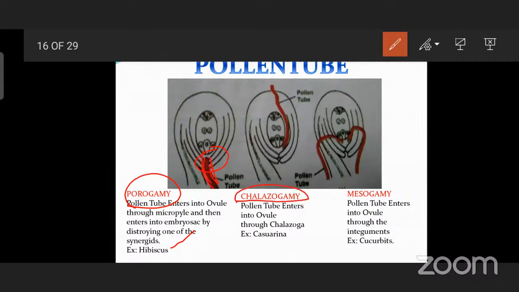And the second one, chalazogamy. That means the pollen tube enters the ovule through the chalazal region. Example, casuarina. See here, this is the chalazal region. In this chalazal region, the antipodal cells are present. And third, pollen tube entry.